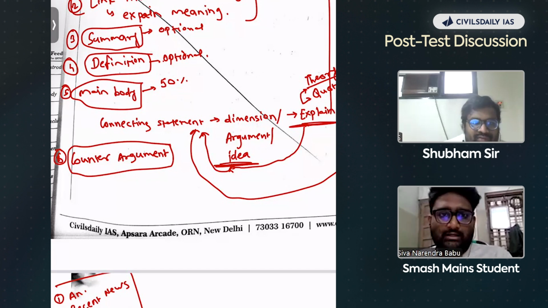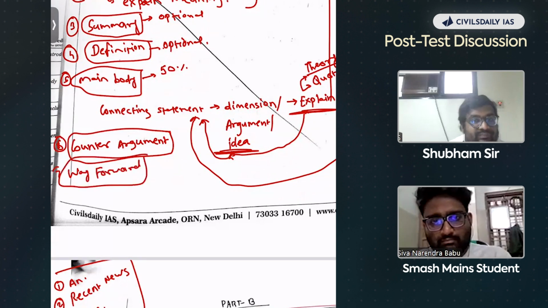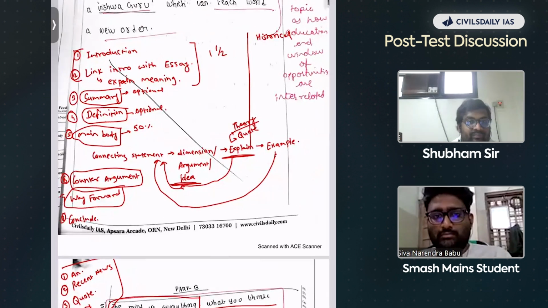Sir, can I add a dimension like the present education system? Yes, in the example, you will highlight that issue of the present education system. And then you provide the way forward. This again is one page. And then you conclude. This is a normal structure that you will be following. Other aspects are key.